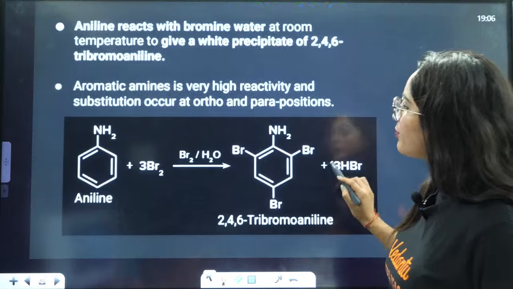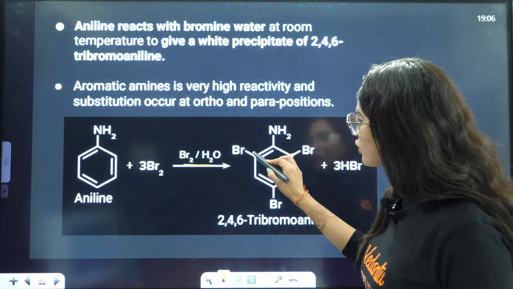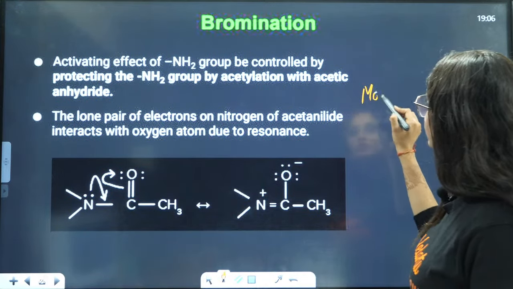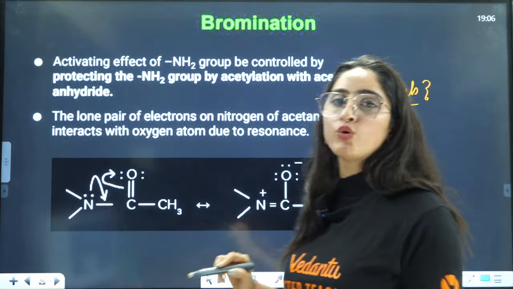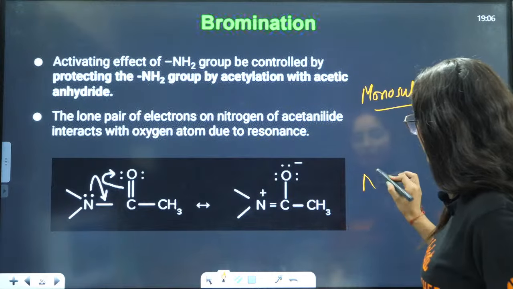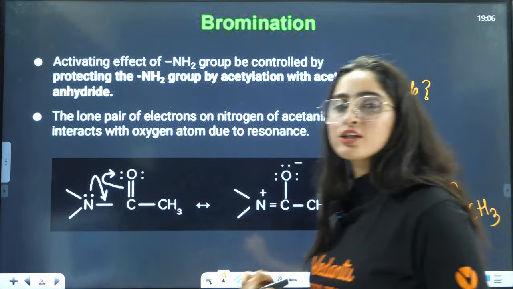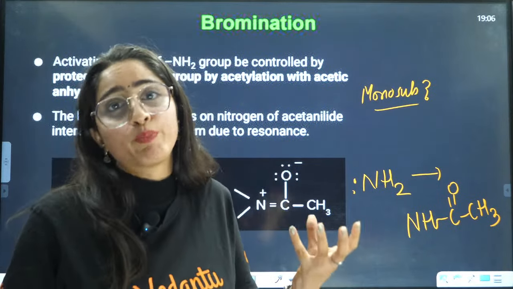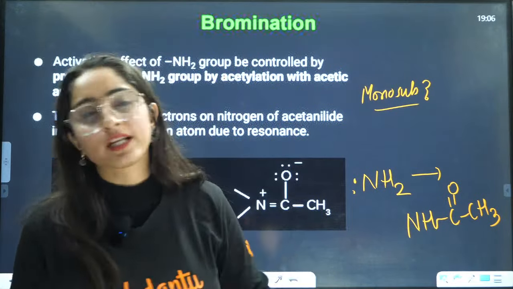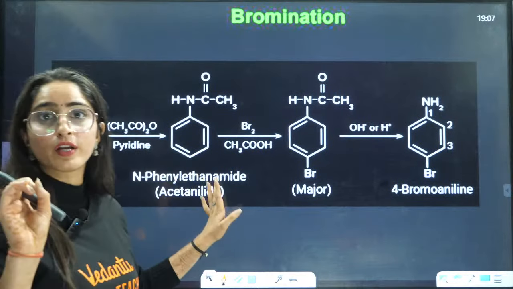Now let us see if you add bromine water into it, what will happen? You will get a tri-substituted product at ortho and para positions. Now, what if I want to have a mono-substituted product? How can I have a mono-substituted product? That is by doing acetylation, that is acylation. You need to convert this NH2 group to NHCOCH3 group. That is called acetylation, adding the acetyl or acyl group here. When you add the acetyl group, COCH3, you will get the mono-substituted product. Now we will also give you the reason why this is so.